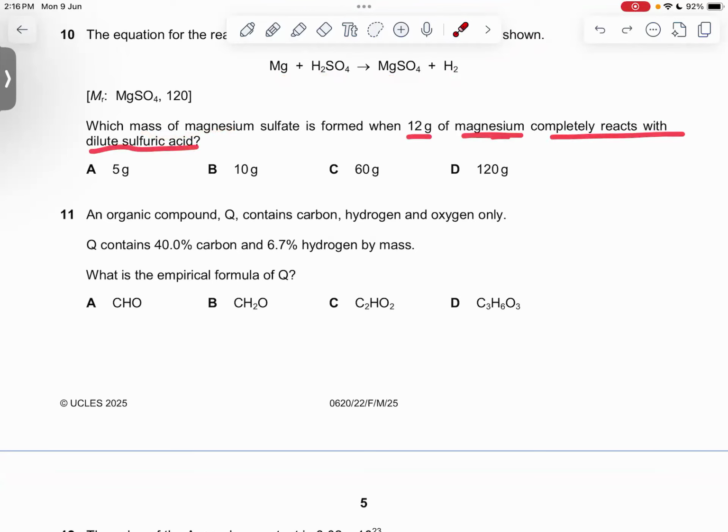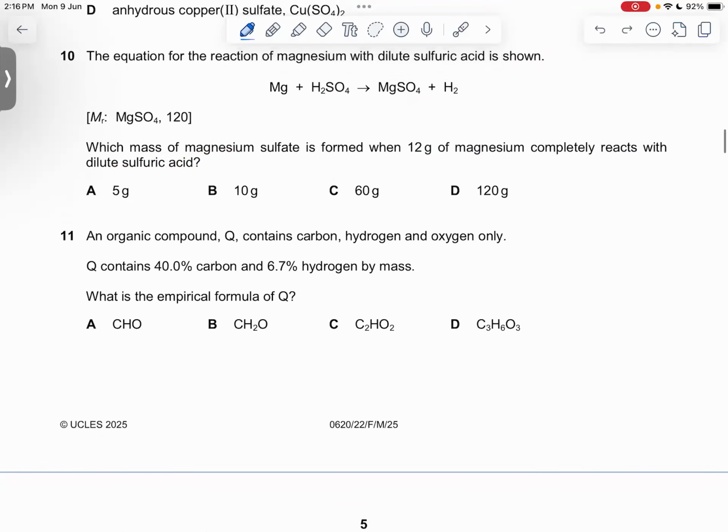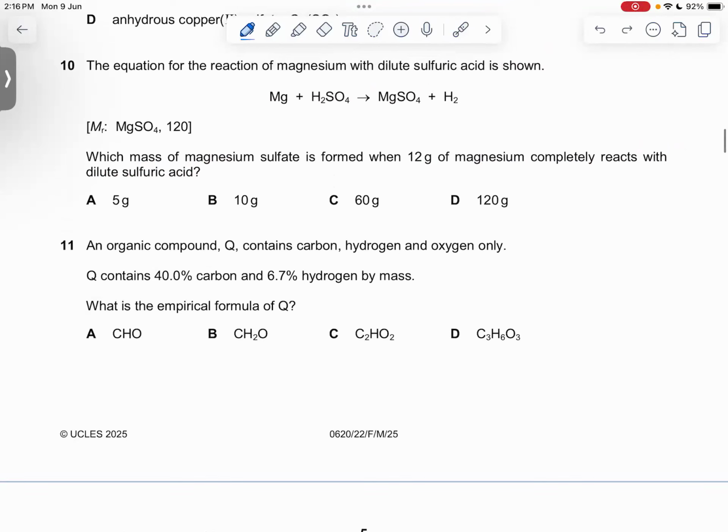All right. So they are asking what is the mass of magnesium sulfate forming when 12 grams of magnesium is reacting. Such a question is very easy. Now you could take two ways. In paper fours, we used to solve it in a manner which resembled a 3 mark answer.